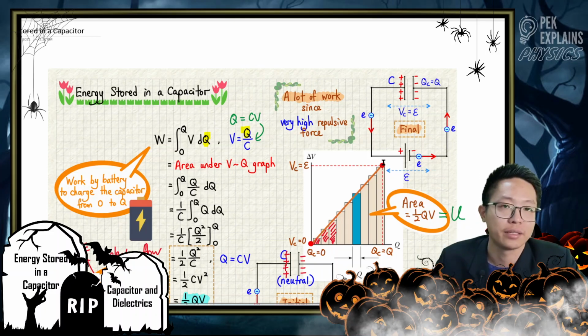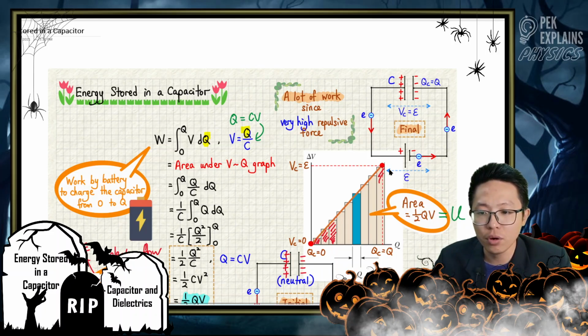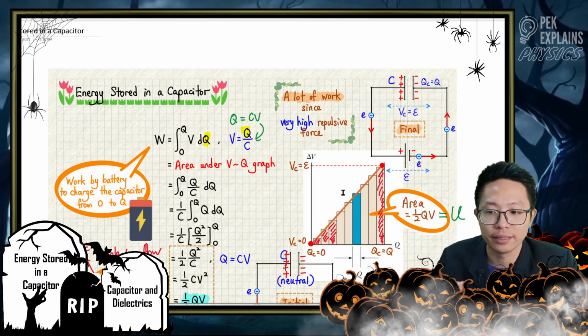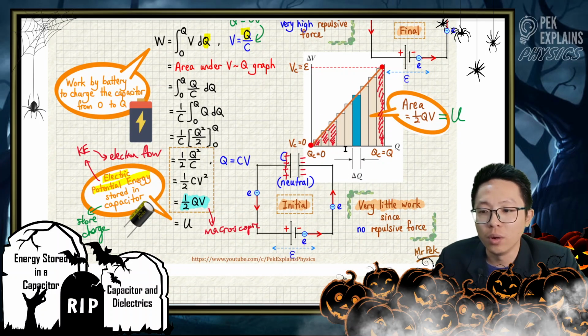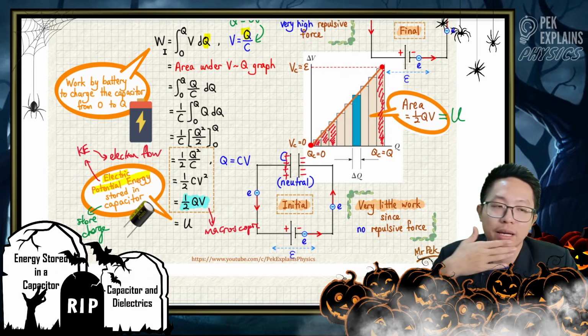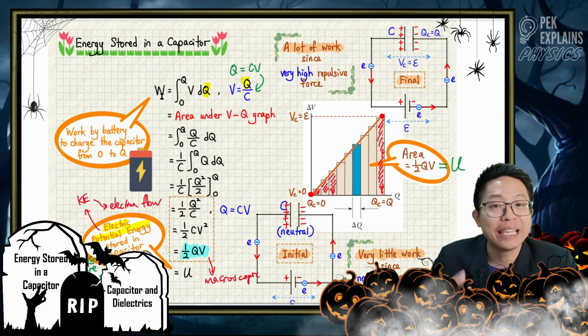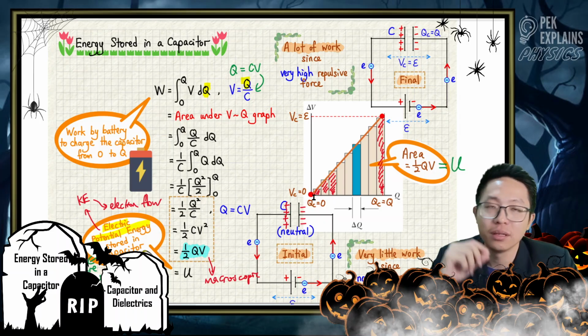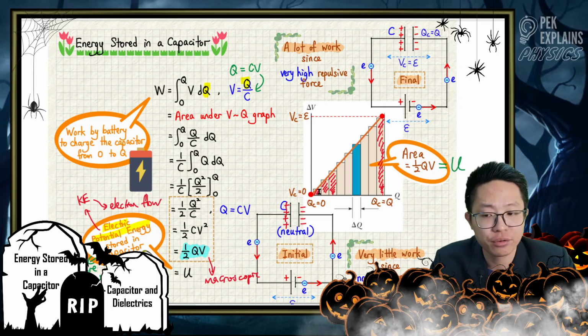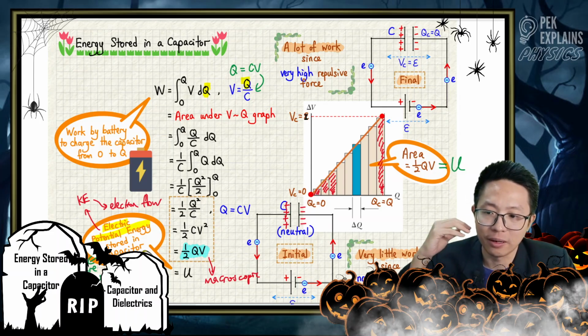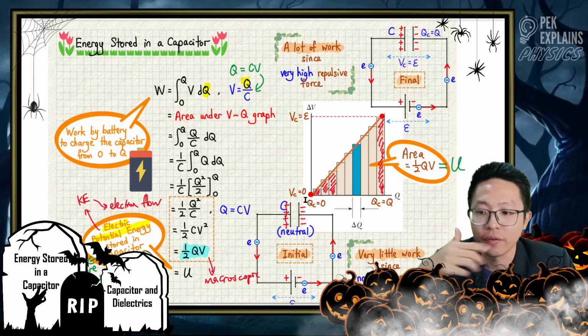That's why the graph is the highest there. You see, there's the most work done for the last electron. That's why the graph is increasing that way. That's why it's a triangle graph. In a nutshell, the energy stored in the capacitor is a triangle shape, half QV. So the work done is also incremental. The work done to charge a capacitor by battery is not one shot. It's not a horizontal graph. It is also a triangle.